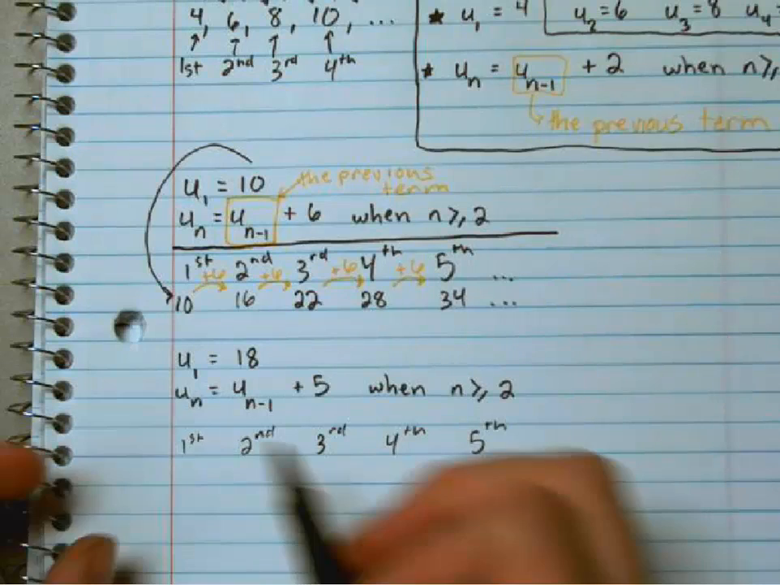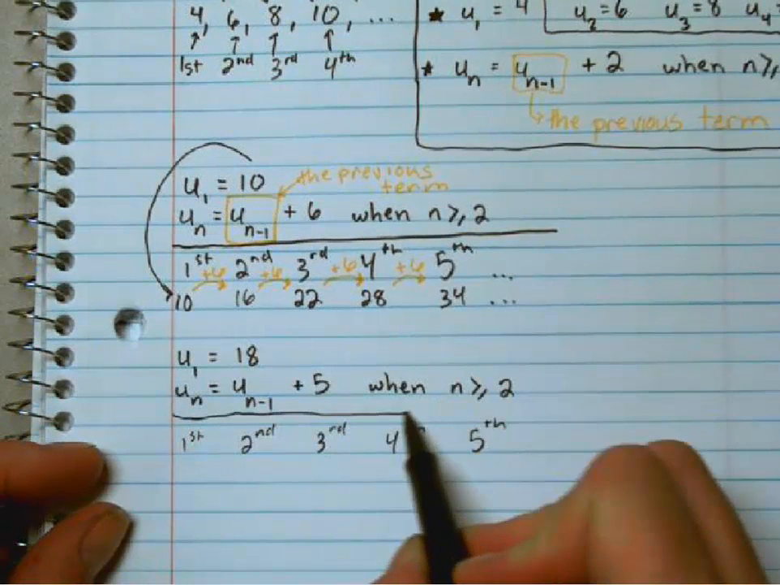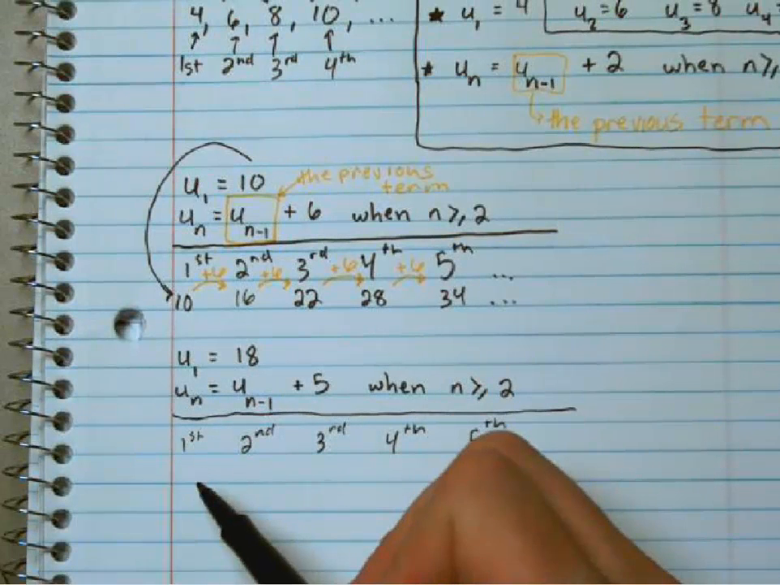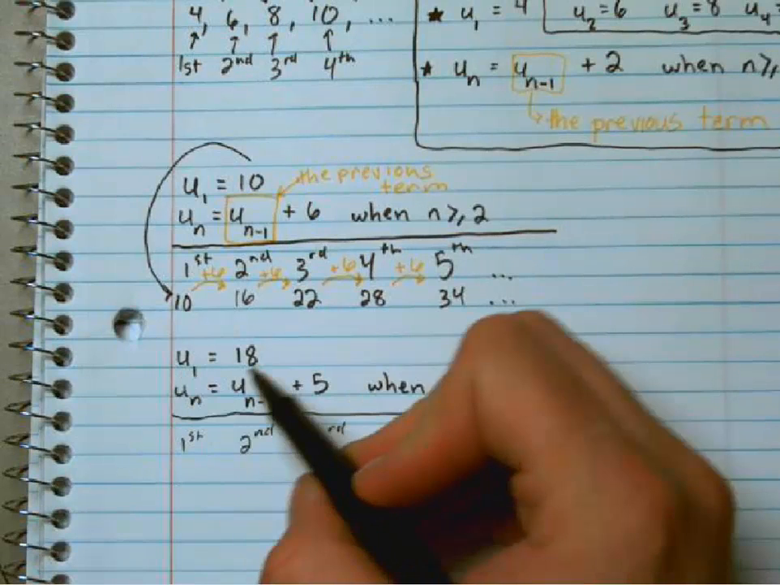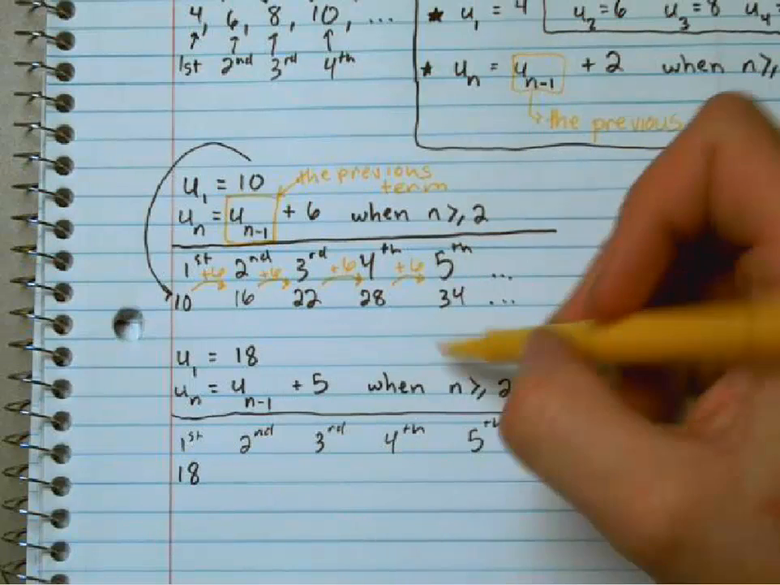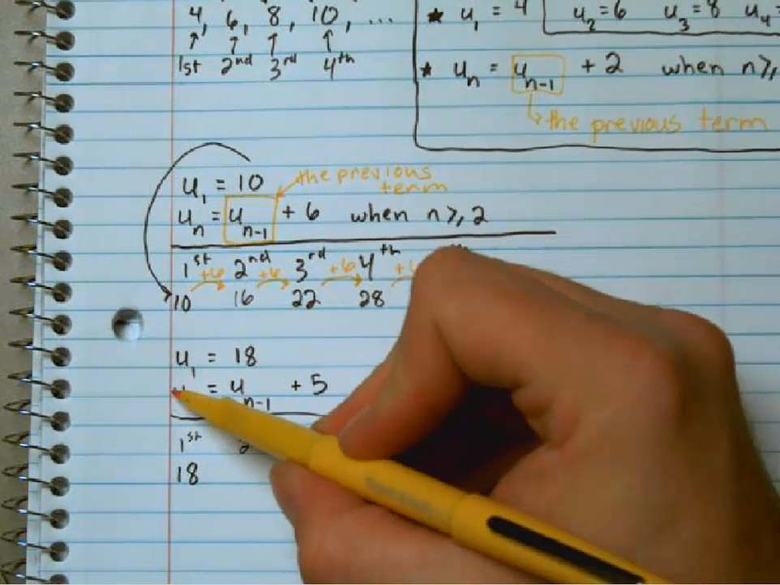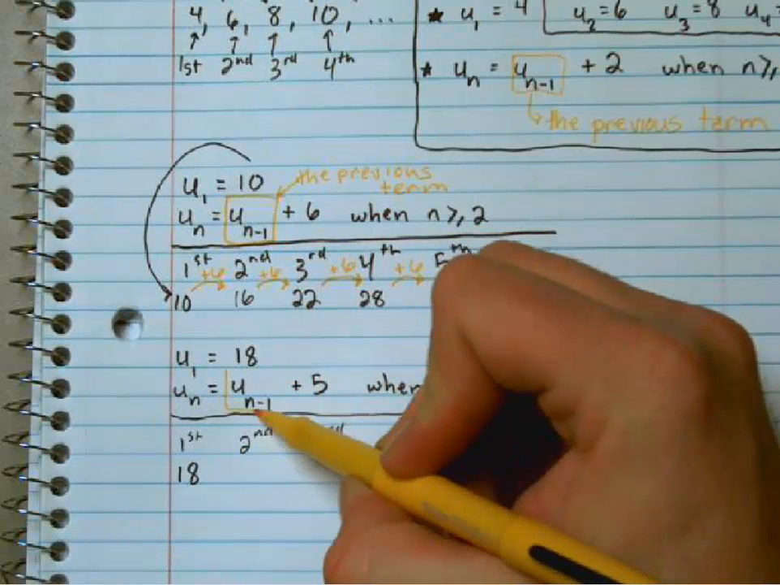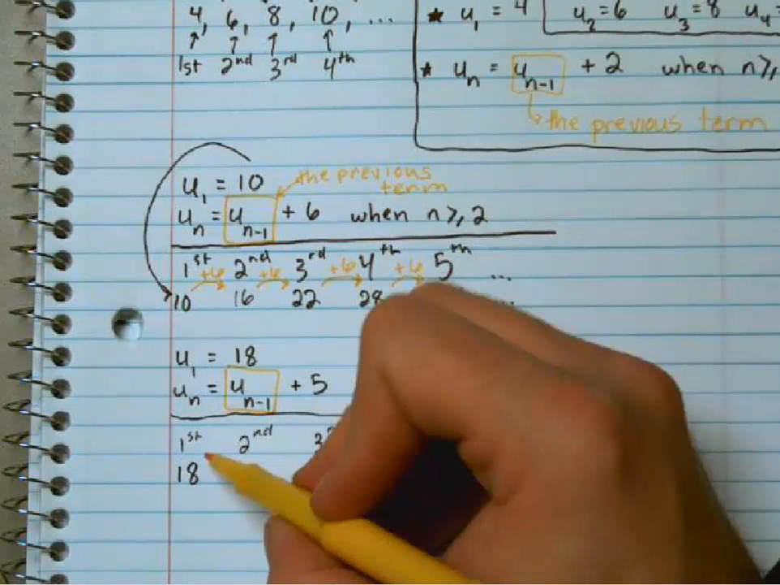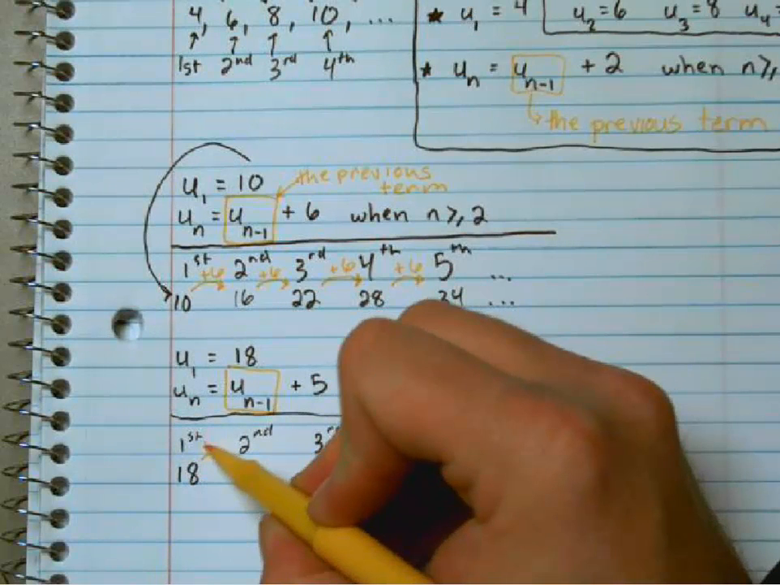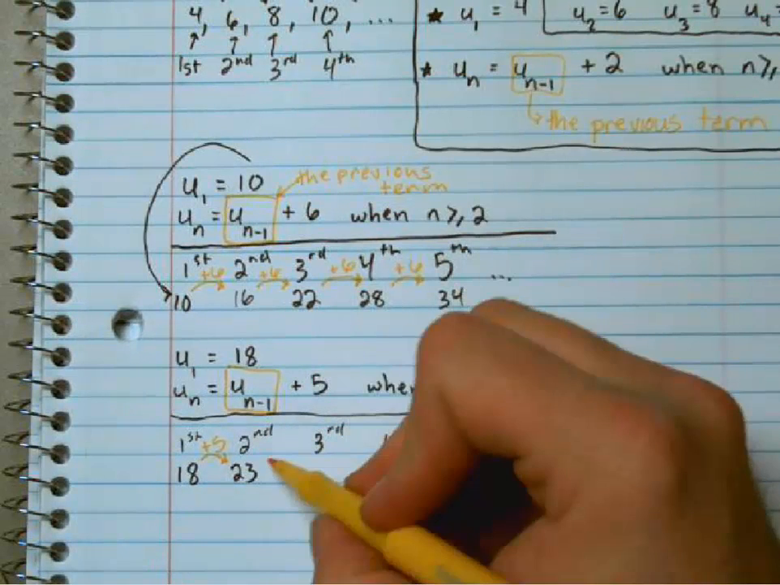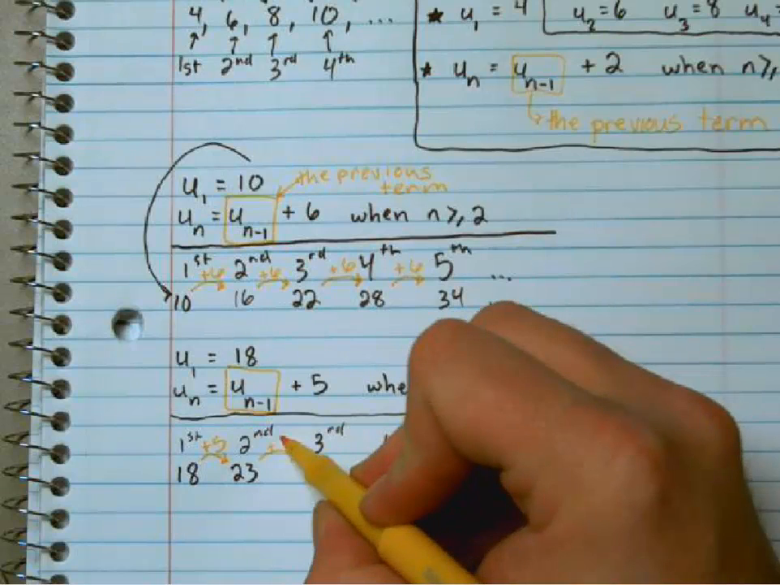So here's the answer. I'm going to draw my line to help me not get confused. The first term should be the easiest. Well, what's the first term? Well, this tells me that the first term is 18. Now, to find each term after that, I have to follow my rule. My rule says to find the nth term, I take the term before it, previous term, and add 5. So to get the second term, we take 18 and we add 5. To find the third term, we take 23 and we add 5.